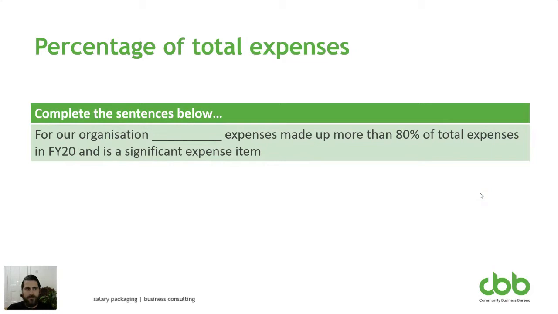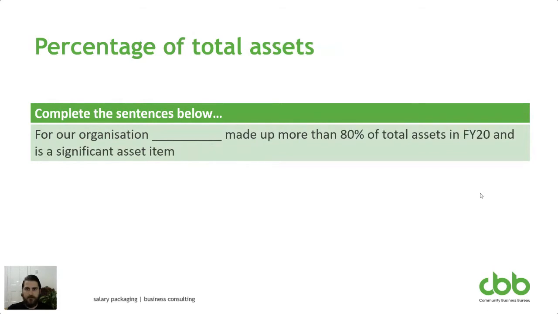Equally, when looking at expenses, for your organisation, what's that expense item that makes up 80% or thereabouts of total expenses and is your most significant expense item? For many, this will most likely be wages and salaries. Same thing, but with total assets. So for your organisation, which asset makes up more than 80% of total assets and is your most significant asset item? So for a lot of organisations, this could be cash, as an example.